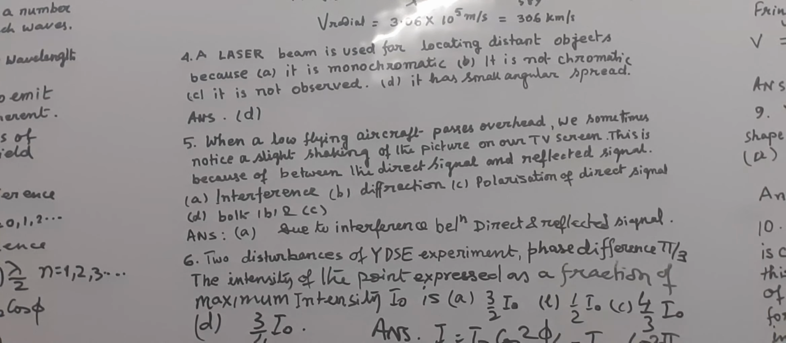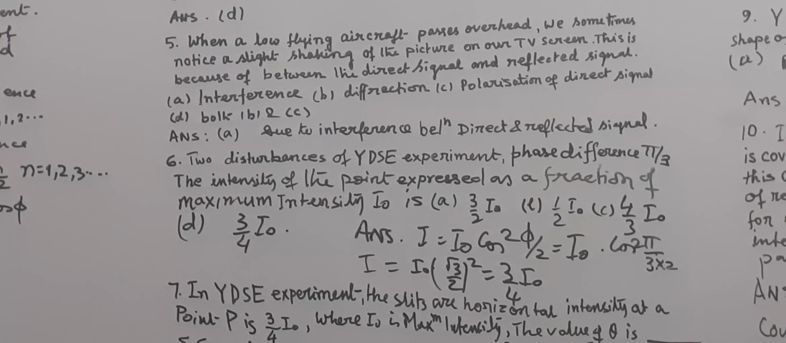Now, come to question number 6. In the YDSE experiment, the phase difference is pi by 3. The intensity at the point is to be expressed as a fraction of the maximum intensity I naught. There are 4 choices. We know I equal to I naught cos square of phi by 2, here the phase difference is pi by 3. So, put it here and we can get I equal to I naught within bracket root 3 by 2 whole square, that is equal to 3 by 4 I naught.